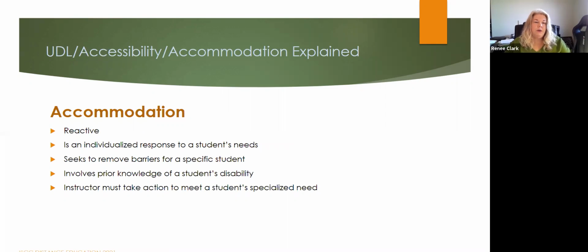An accommodation is usually reactive and it is an individualized response for a student to meet that student's particular needs. It's going to remove the barriers for that specific student, but it's going to involve prior knowledge. So you have to know about it before you really can do this because the students have to present this and say, hey, I need help with this, or I have this certain problem. I need the instructor to address it. So the instructor has to take some kind of action to meet those needs. And this is usually maybe right before the course starts or maybe a couple of days into the course, you find out about this. So if a student doesn't tell you this, then you don't know about it. So an accommodation really has to be someone identifying their problem and asking for help.